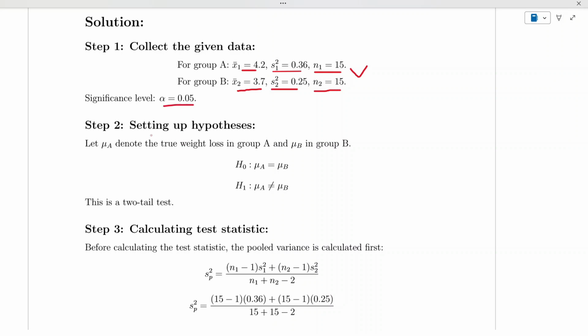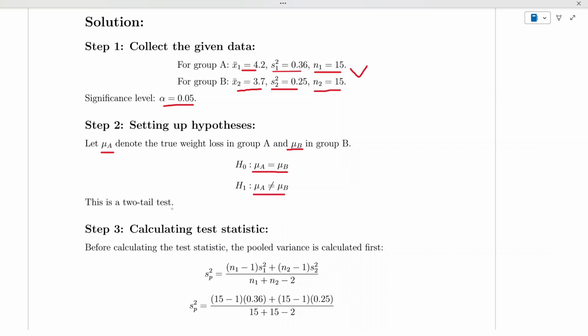In the second step, we set up our hypotheses. Let the true mean weight loss for Group A be denoted by μA, and the true mean weight loss for Group B be denoted by μB. The null hypothesis, or H0, states that there is no significant difference in the mean weight loss of the two diets. This is denoted by H0: μA equals μB. The alternative hypothesis, or H1, states that there is a significant difference in the mean weight loss of the two diets. This is denoted by H1: μA not equals μB.